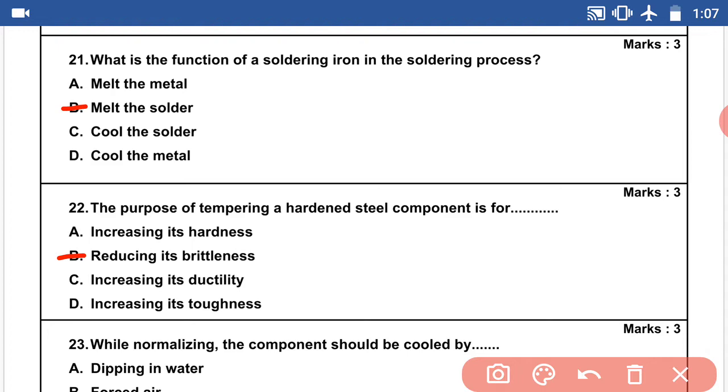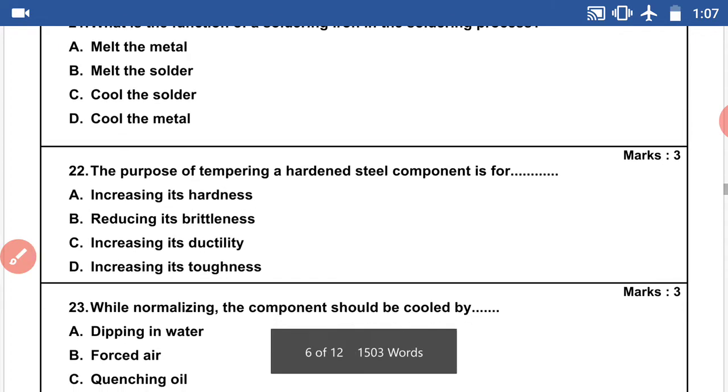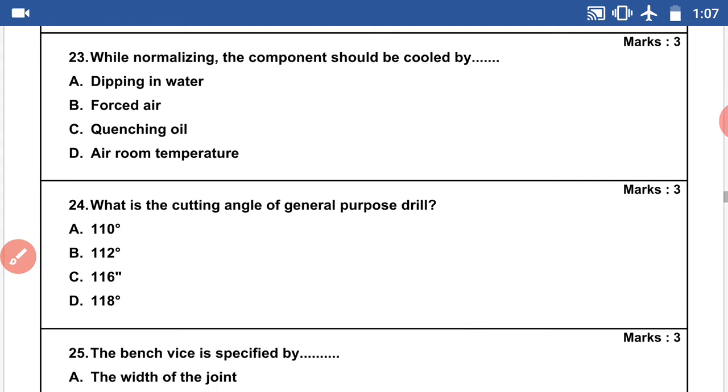Question number 23. While normalizing, the component should be cooled by dash. The answer: air at room temperature, Option D. Question number 24. What is the cutting angle of a general purpose drill? Drill bit cutting angle is 118 degrees. Option D is correct. Question number 25.